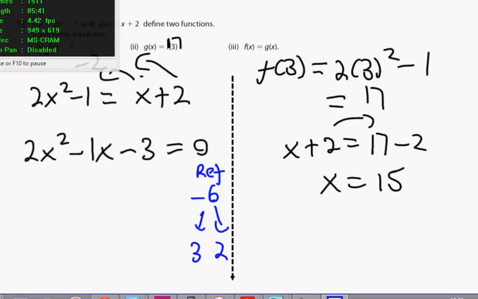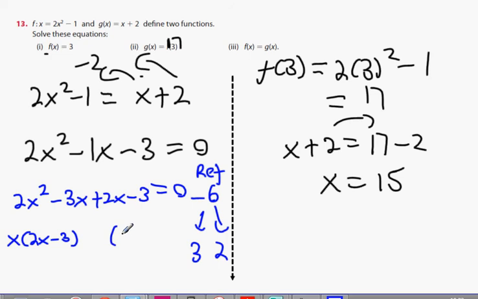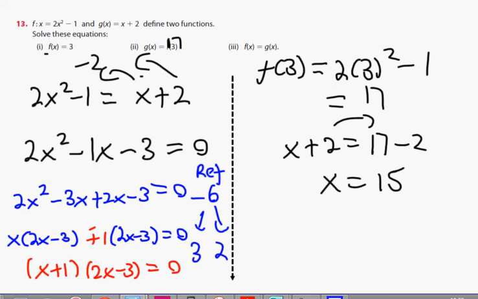Now what happens here is we're going to get 2x squared minus 3x plus 2x minus 3 equals 0. Factorize x into 2x minus 3. What do we know about the next bracket? Has to be the same. And what number goes in front of the next bracket? Plus 1. We're going to have x plus 1 bracket 2x minus 3 equals 0.